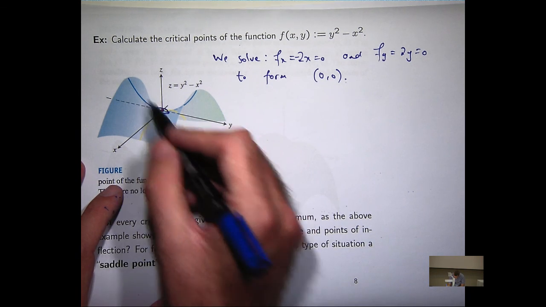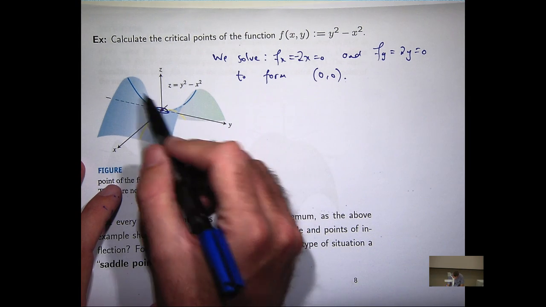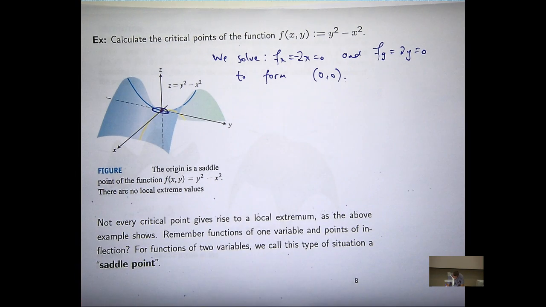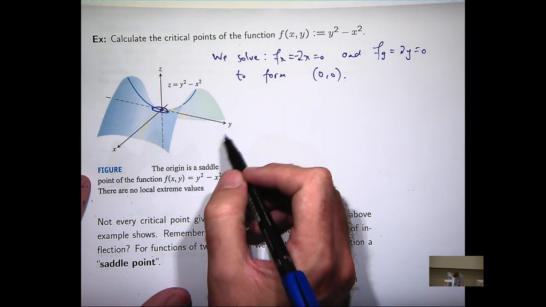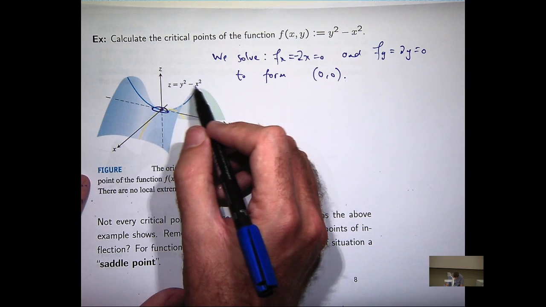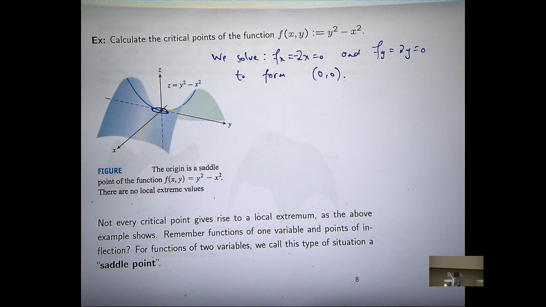x is going to be 0. So my parabola is going to be something like y squared. As long as y is not 0, it's got to be positive. Along this yellow parabola, y is equal to 0. So I'll get minus x squared. My parabola is going to be minus x squared. As long as x isn't 0, minus x squared is always negative.